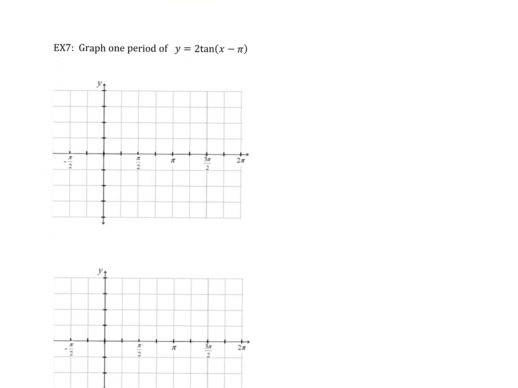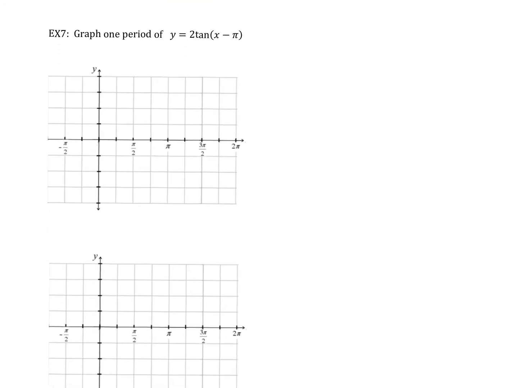Alright, now let's take a look at example 7, graphing one period of y equals 2 tangent of x minus pi. Ooh, so we're using a new function now. We're talking about tangent, which means we're going to go ahead and graph the parent function first. So take a sec to go ahead and graph the parent function of tangent. Really quickly, I'm going to write out the information that we need for tangent.